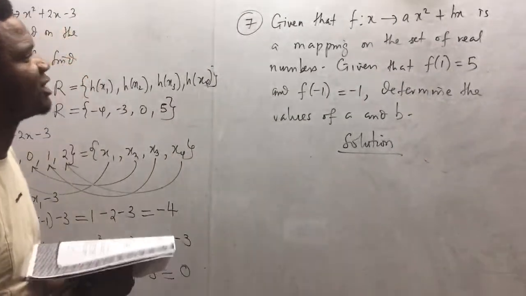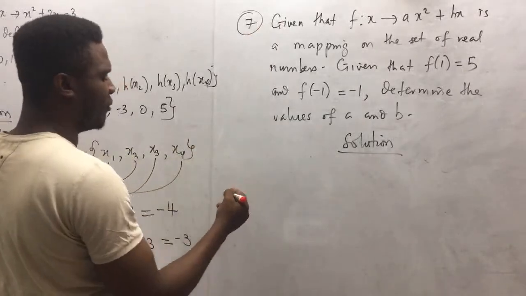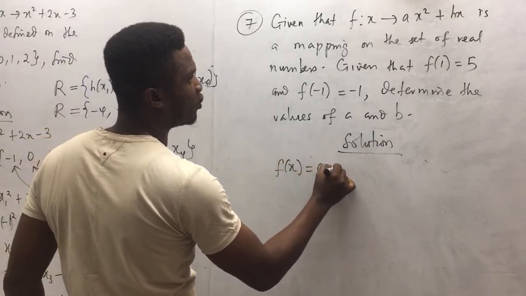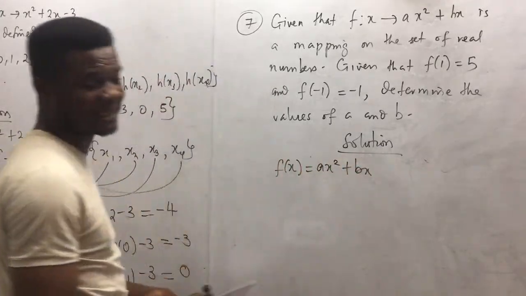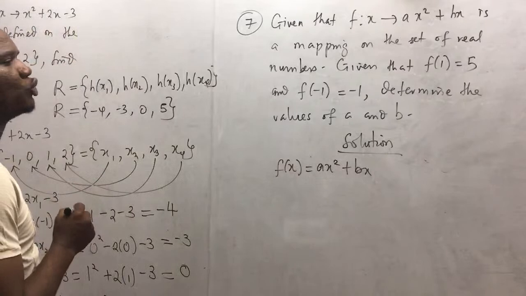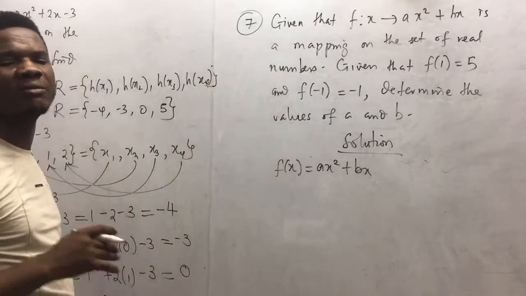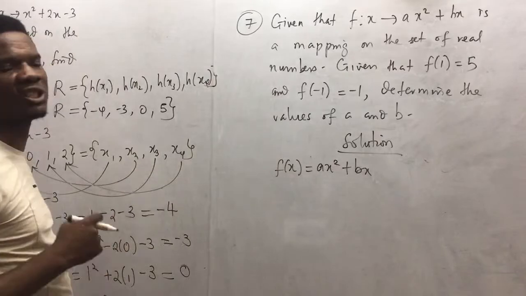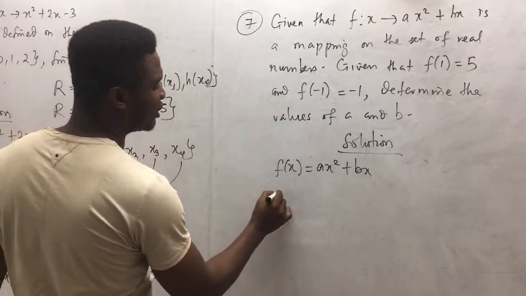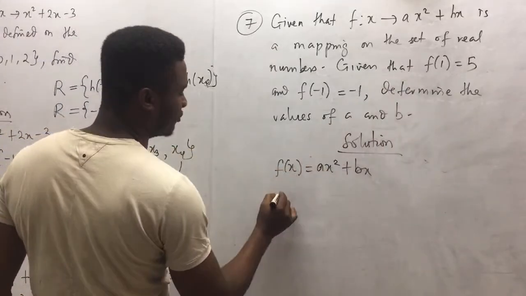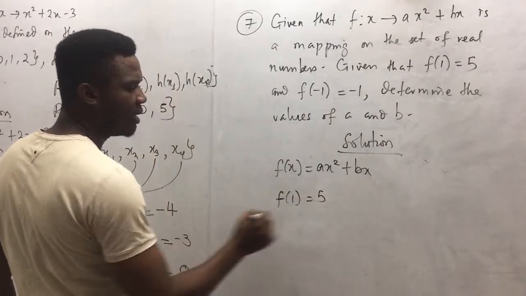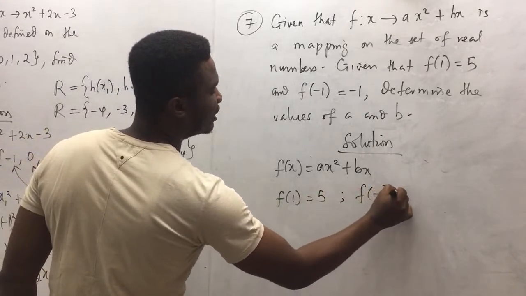Now, if you are given this kind of problem, all you have to do is write it out: f of x is ax squared plus bx. That's the first step. Once I write this out, this particular problem will lead to a simultaneous equation, because without it you won't be able to get the values of a and b. So how would you get the simultaneous equation? You are told that f of 1 is equal to 5, and f of minus 1 is equal to minus 1.